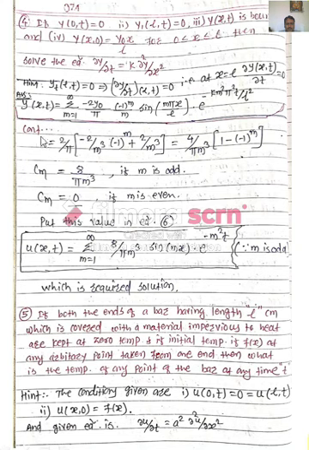After solving this, we get 2 by π times [−2/m³ (−1)^m + 2/m³]. So finally we get 4 upon π m³ times (1 − (−1)^m). So Cm is 8 upon π m³ if m is odd, and Cm is 0 if m is even. So we have to put this value, 8 upon π m³.